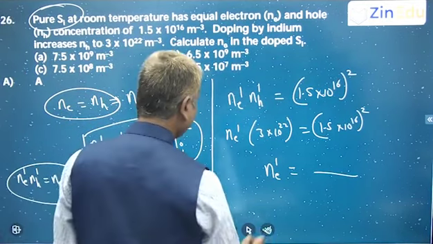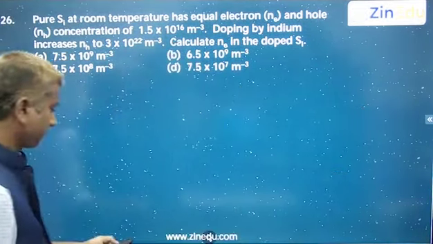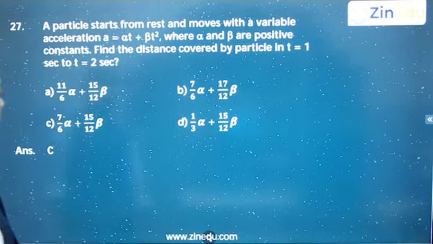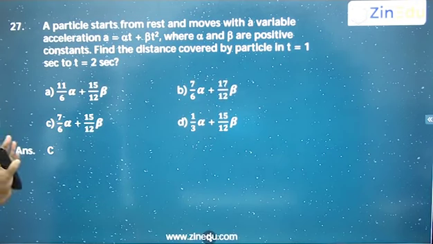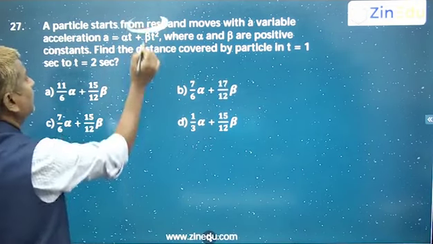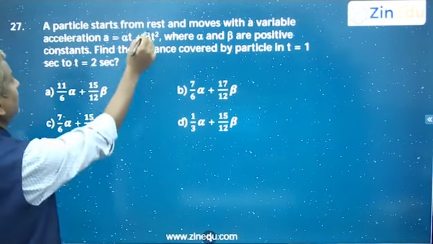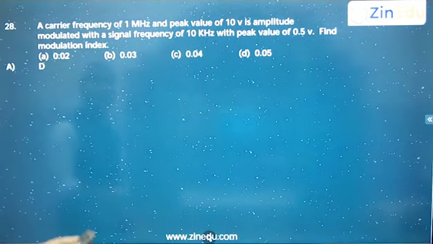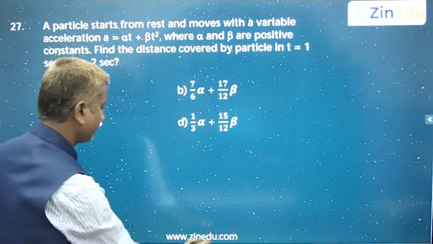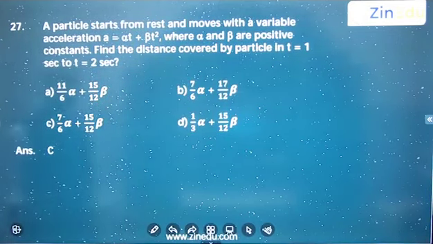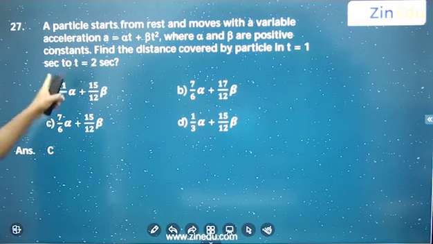All right, next. Question number 27. A particle starts from rest and moves with a variable acceleration. Initial velocity is 0 and it is moving with a variable acceleration, alpha t plus beta t square, where alpha and beta are positive constants. Find the distance covered by the particle in 1 to 2 seconds.